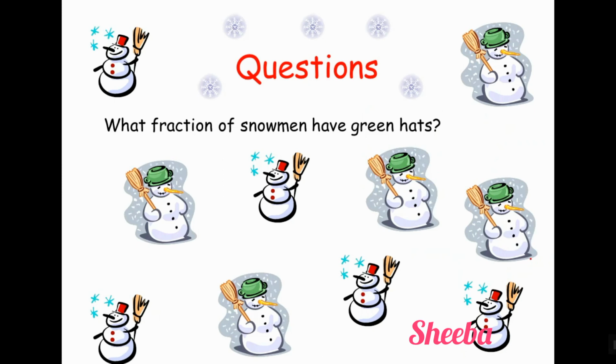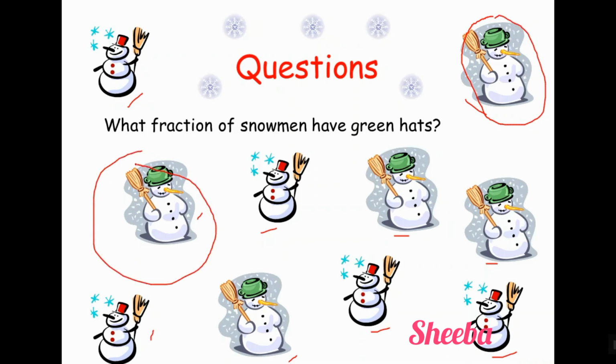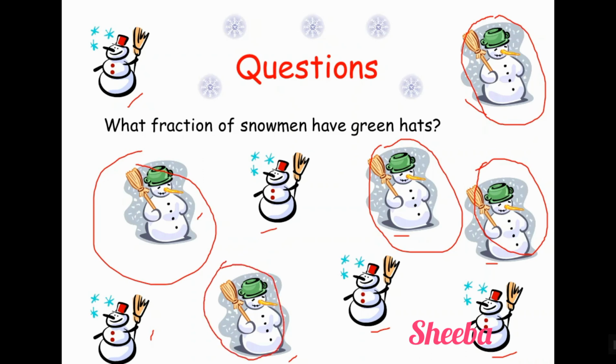What fraction of snowmen have green hats? Here there are 1, 2, 3, 4, 5, 6, 7, 8, 9, 10 snowmen. How many have green hats? 1, 2, 3, 4, 5. So the fraction of snowmen with green hats is 5/10.